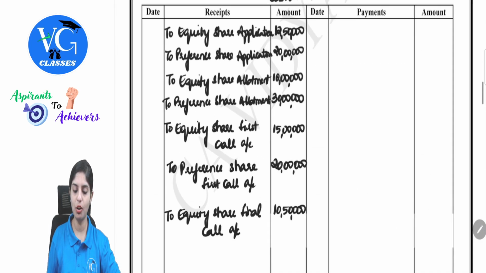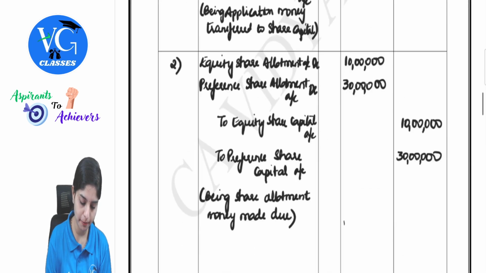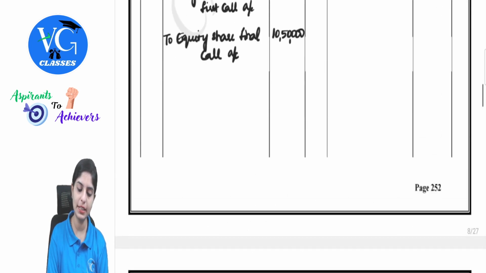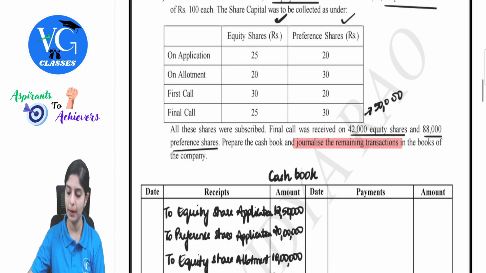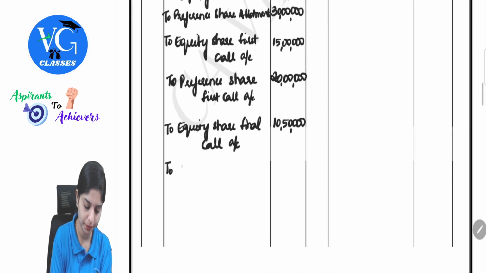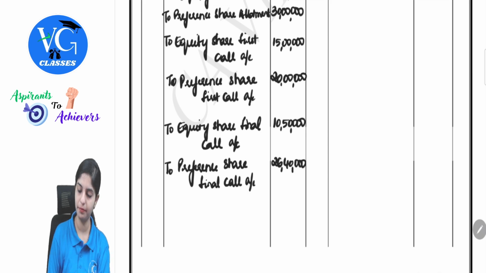Bank account debit, calls in arrears account debit to preference share final call. How much is the transfer I've made to preference share final call? 30 lakh rupees. But I am only receiving money from 88,000 applicants. 88,000 into 30, I'm only receiving 26 lakh 40,000. So this will be entered here to preference share final call account, 26 lakh 40,000.